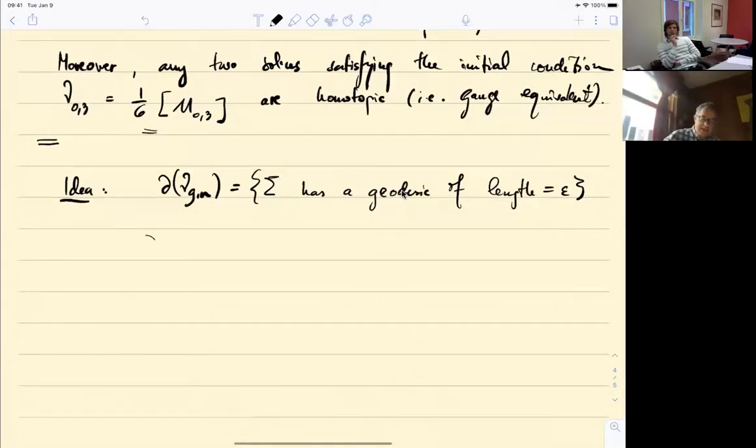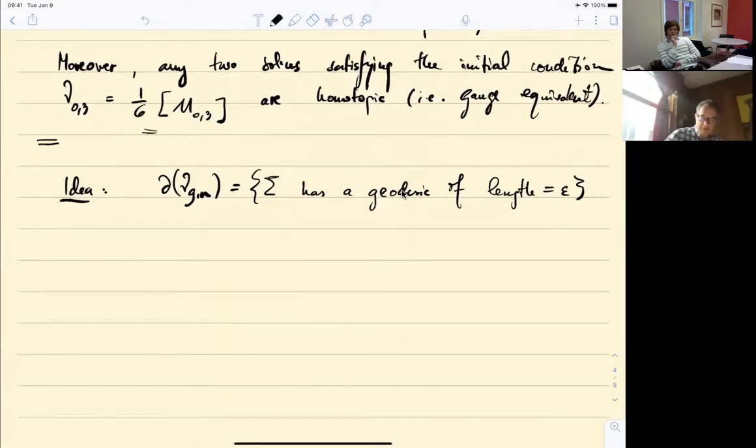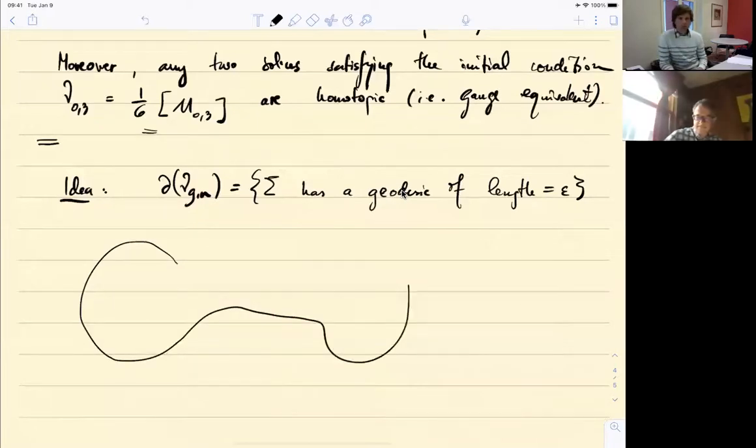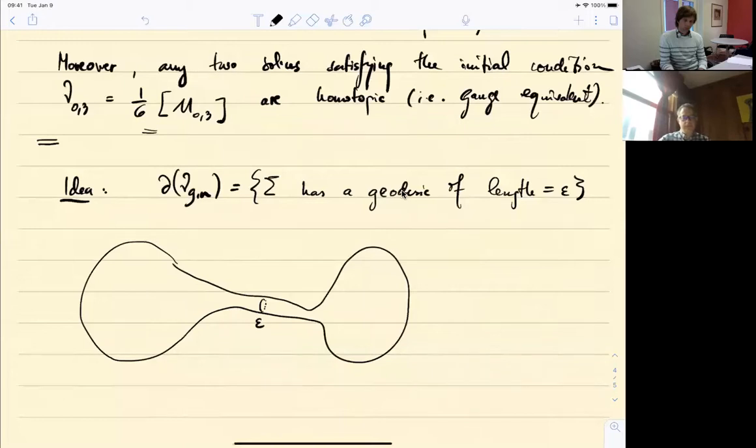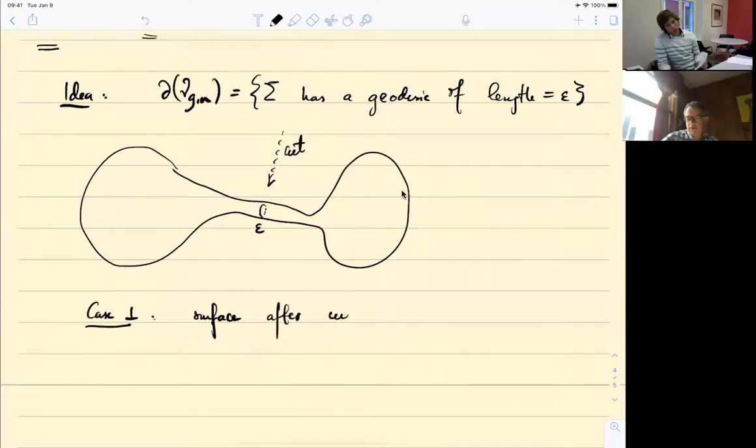So now let's say I have some Riemann surface. Actually, maybe let me try to redraw it because this is not very good. So let's say I have some Riemann surface, which has, through some deformation, acquired a geodesic of length exactly epsilon. Well, what happens if I cut here? Well, there are two possibilities. Case one, either the surface that's left, the surface after the cut, is connected.